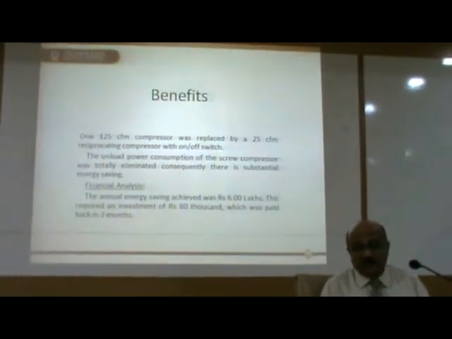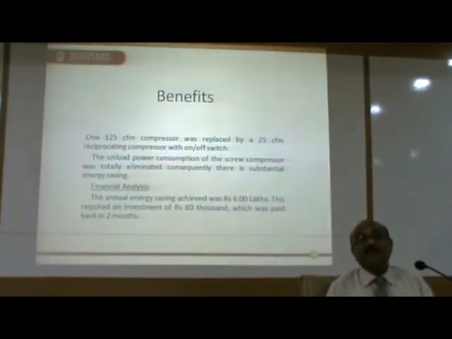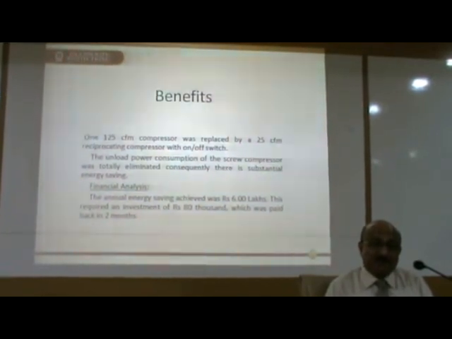So these were small decisions, a small investment, but a substantial running cost was eliminated. So it is a great success story.